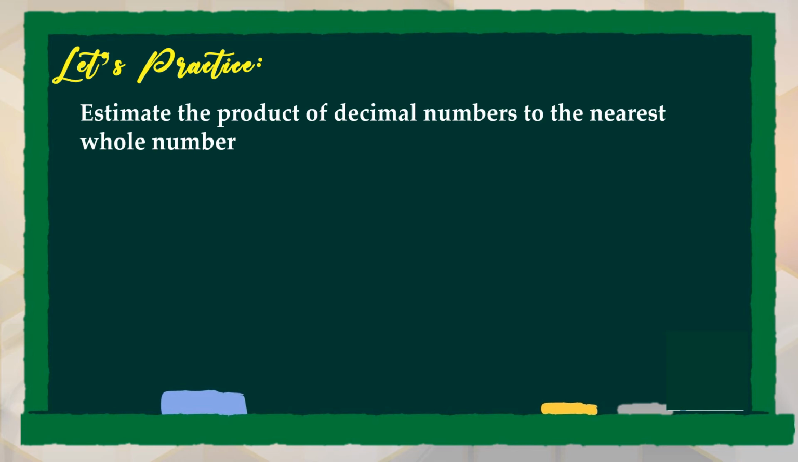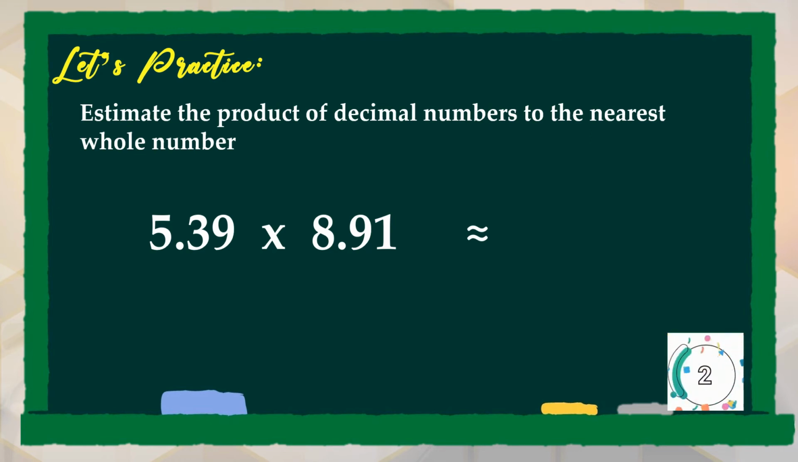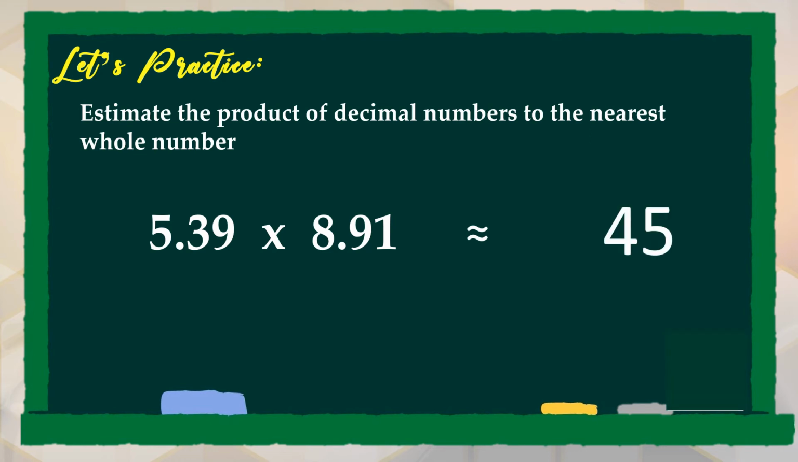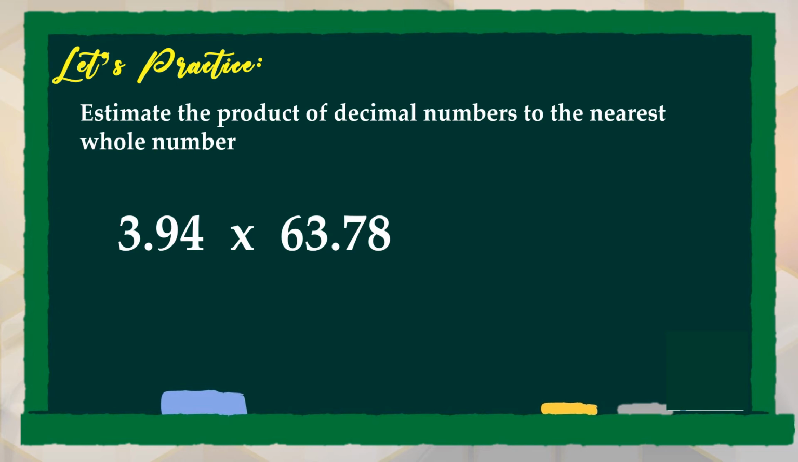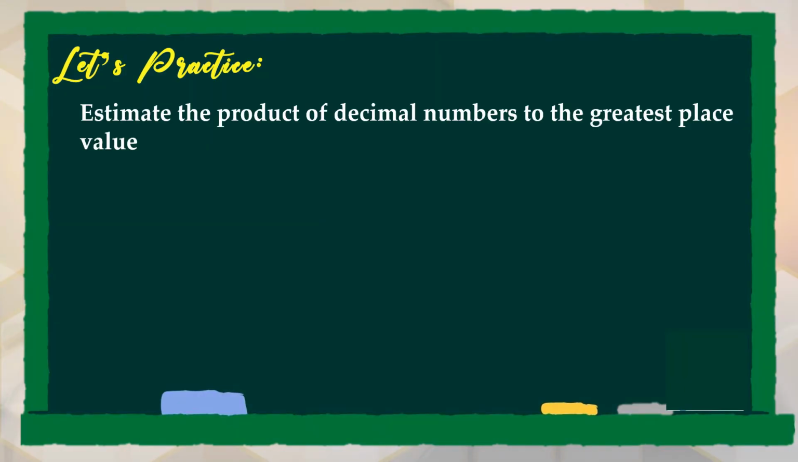This time, try to answer the following. Estimate the product of decimal numbers to the nearest whole number. 5 and 39 hundredths times 8 and 91 hundredths is approximately equal to what number? You are correct! 45. 3 and 94 hundredths times 63 and 78 hundredths is approximately equal to what number? You are right! 256.